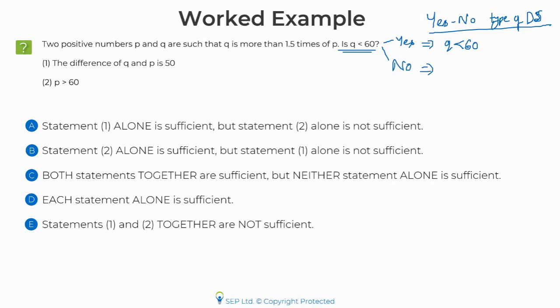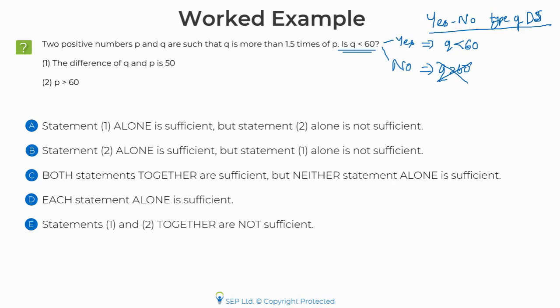Remember, a yes-no question is very simple. The answer expected is either a yes or a no. It's like asking you, is your name Arvind? So you can either answer a yes or a no, right? You can't say, yeah, sometimes I'm Arvind, sometimes I'm not. That's not possible, right? So if some of you said Q more than 60, that is where the trouble is, because you are dealing with exact opposites.